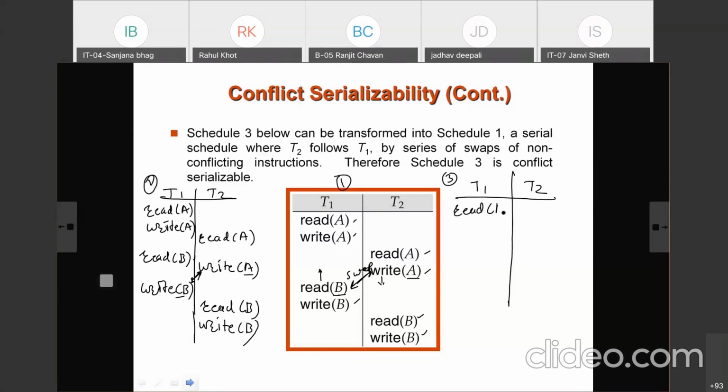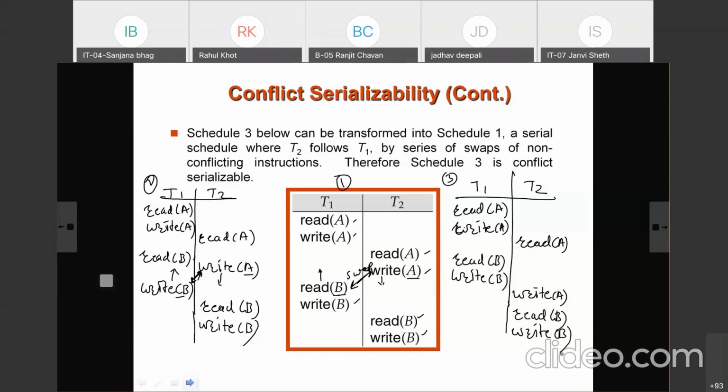Read A, write A, read A, read B. So I'm going to swap these instructions. So it comes first and then it is next. So here it is write B, write A, and then read B, write B.